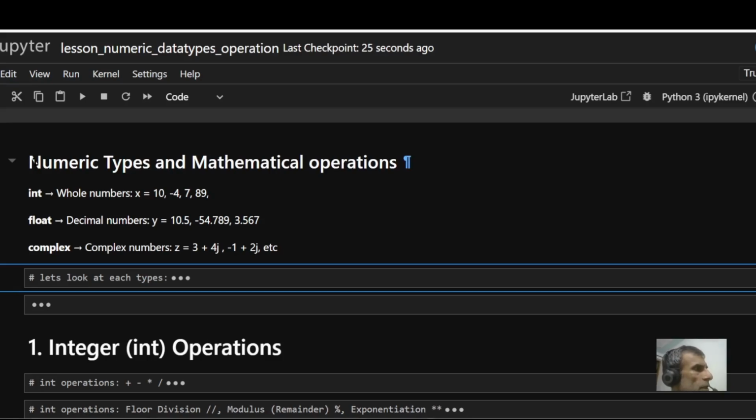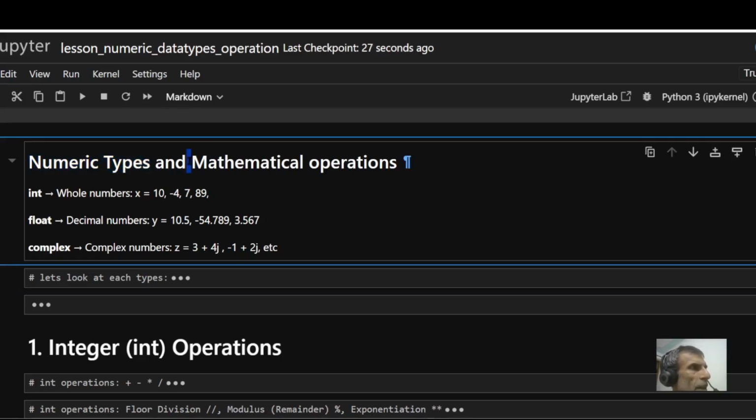Hello students. In this session, I'm going to be talking about numeric types and the mathematical operations associated with it. There are three numeric types in Python: int, float, and complex numbers. Let's look at int first.